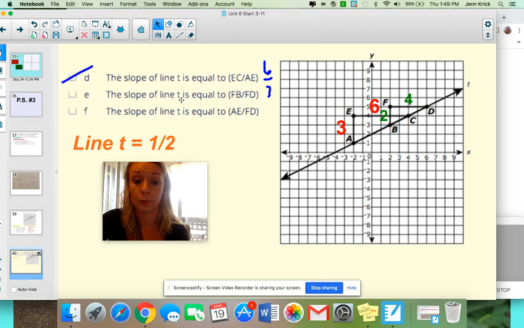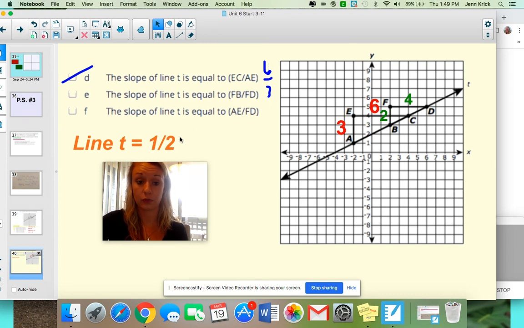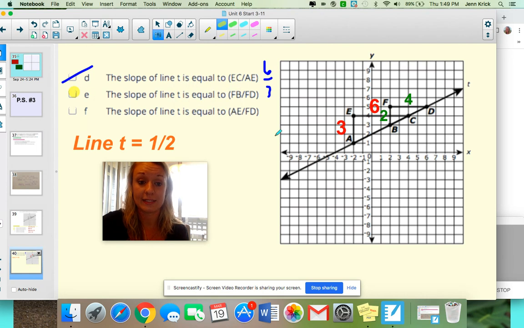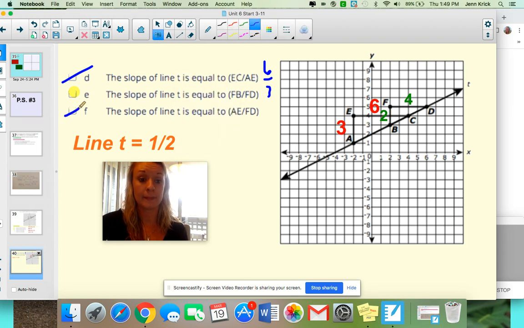Then it says the slope of line T is equal to FB over FD. Well, FB is 2 over FD is 4. 2 over 4 is 1/2, so those are equal. So E would be correct. Then it says slope of line T is equal to AE over FD. Well, 3 over 4 does not equal 1/2, so that one does not work. That is false. So only E would have been selected here. So if you got that, congratulations. But now hopefully if you see this in the future, you know what's going on.